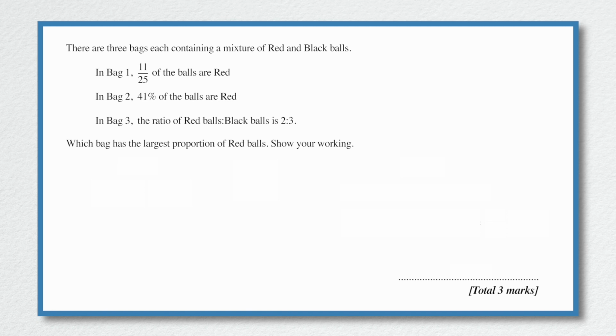I'm now going to find percentage equivalents for bag 1 and bag 3. So that means writing fractions out of 100 in each case. So in bag 1, 11/25 are red balls. To find the percentage equivalent, we need to rewrite this fraction as something over 100. Well, you should know that 25 goes into 100 4 times. So we're going to multiply the top and bottom by 4, and this will give us 44 over 100. And of course, that is equal to 44%.